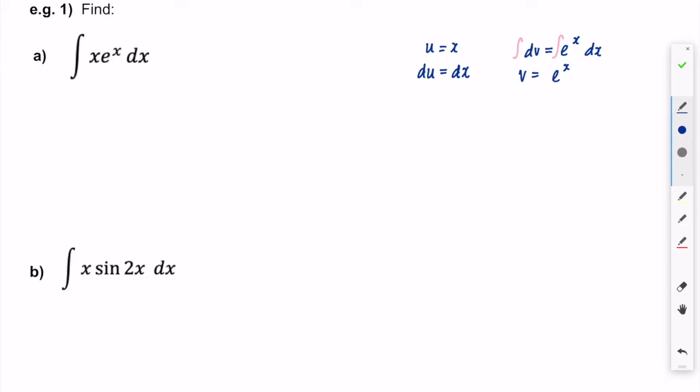Okay. So with these expressions, our formula for integration by parts sets uv. So u is x times v is e to the x, minus the integral of v du, which is now e to the x dx. Okay. It seems doable. So let's continue. x times e to the x minus the integral of e to the x, which is e to the x, plus c. And that's it. This is your very first integration by parts question.